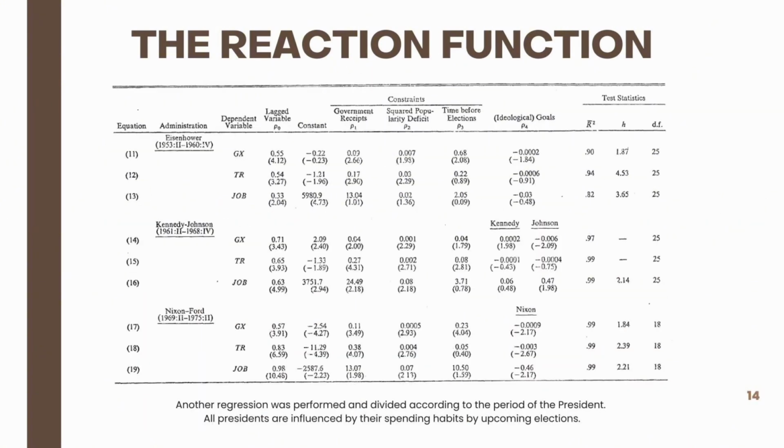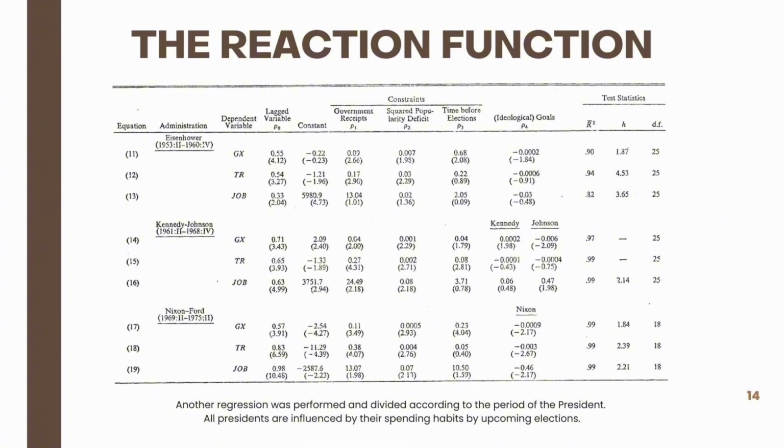In addition, a regression was performed divided according to the period of each president. The popularity difference appears to be highly significant in all but two equations, Eisenhower's GX and JOB, and the same is true for the budget constraint. All presidents have their spending habits influenced by the upcoming election. It can also be seen during Nixon's time that his ideology greatly reduced spending due to his being a conservative.